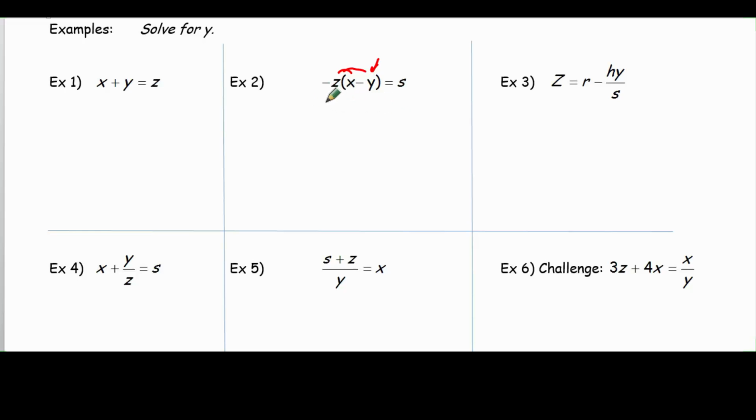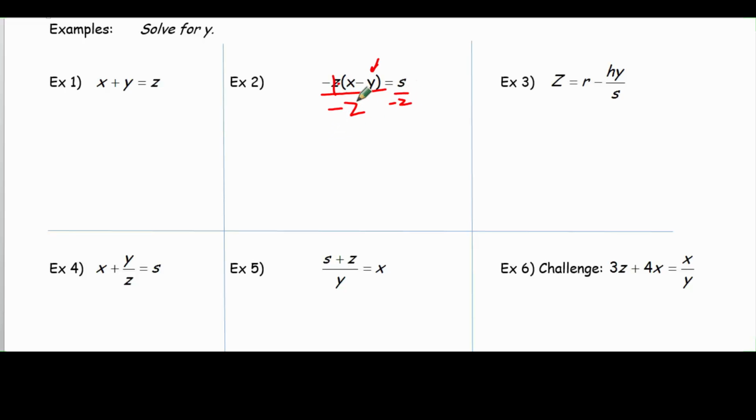And your answer might look a little different from your neighbor's answer if you do it one way or the other. So what I would suggest is not putting the z on the y. We want to get y all by itself, so we want to get rid of the z. Now it's a negative z times this. So how do you get rid of multiplication? You divide. So we're going to divide both sides by negative z.